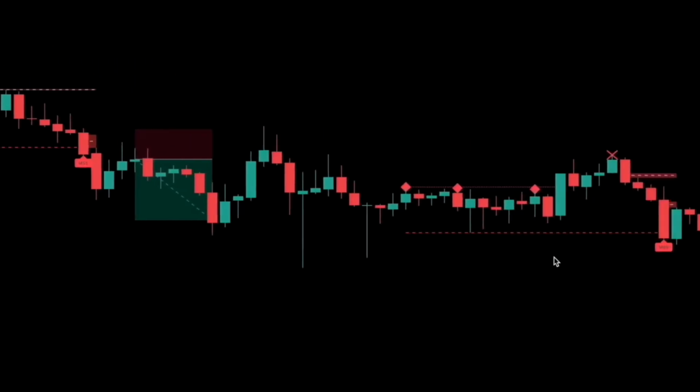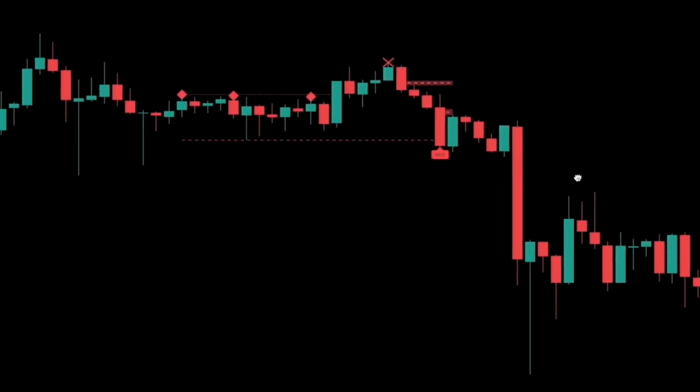Here's another example of a short entry where all conditions were met and the take profit target was also triggered.